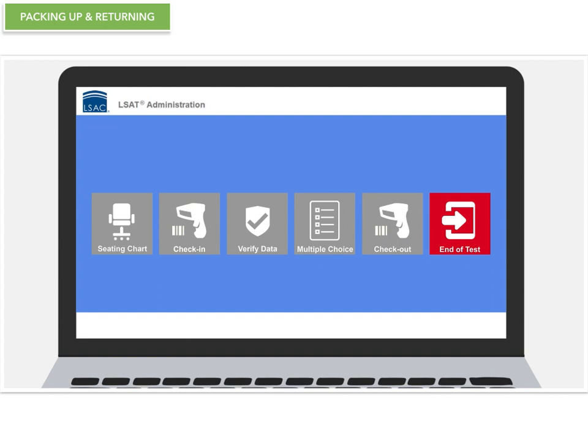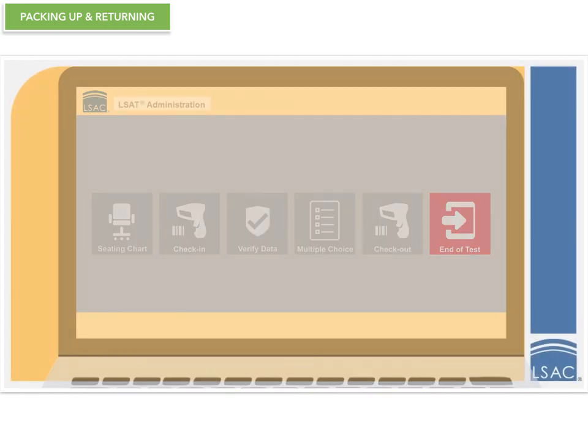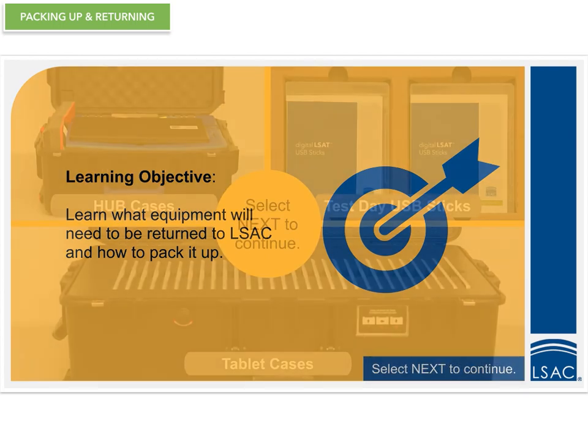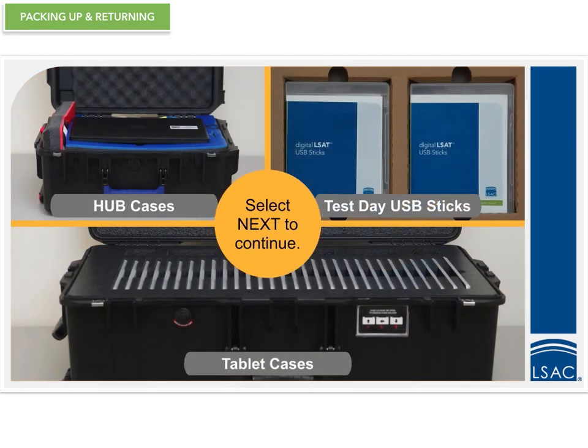You've now learned about the end of test screens and how to properly log incidents. The next thing we'll talk about is what equipment will need to be returned to the Law School Admissions Council and how to pack it up. Let's take a look at how each type of case should be prepared for shipment.